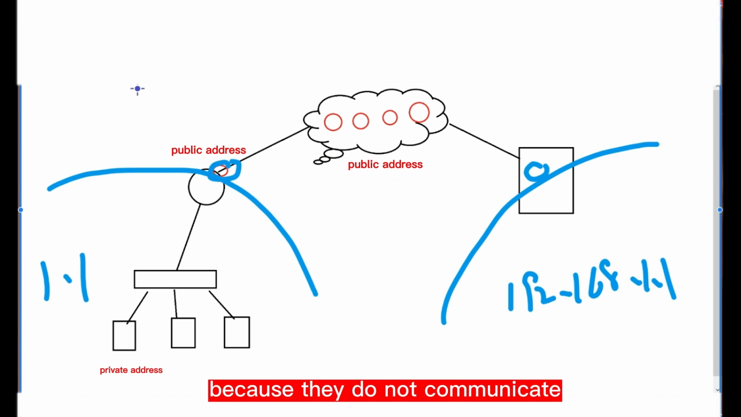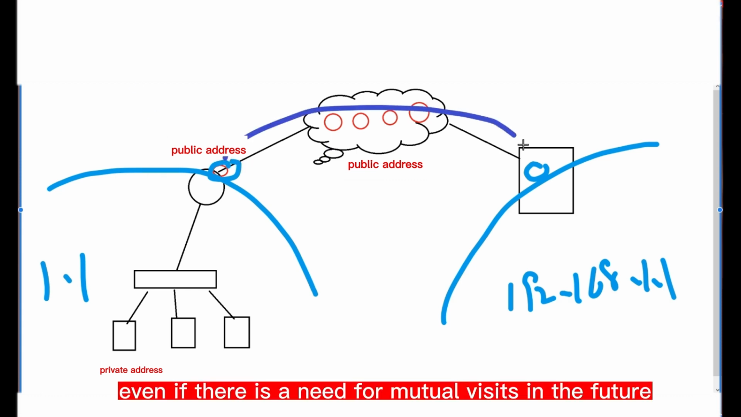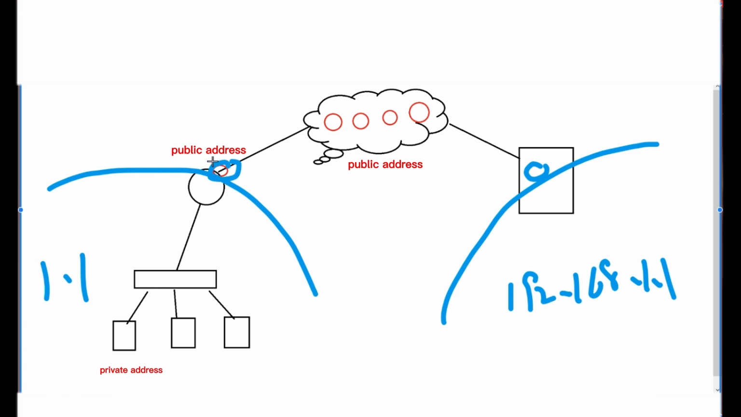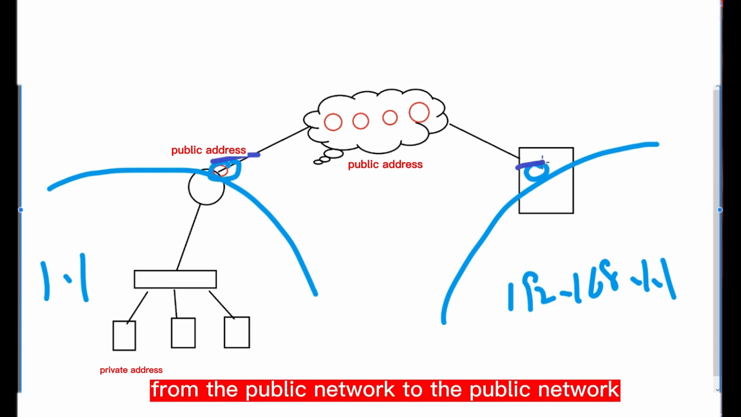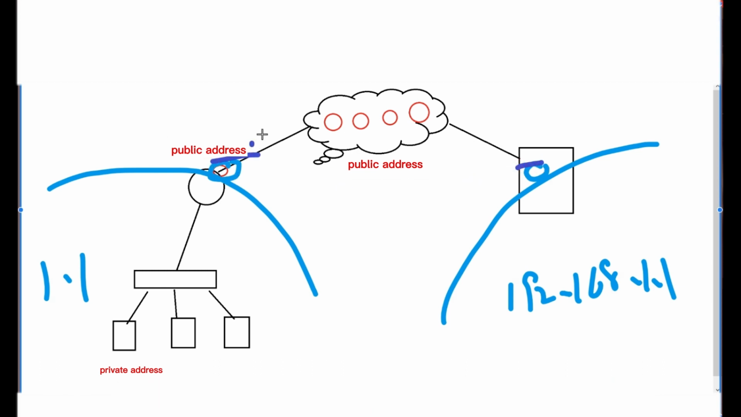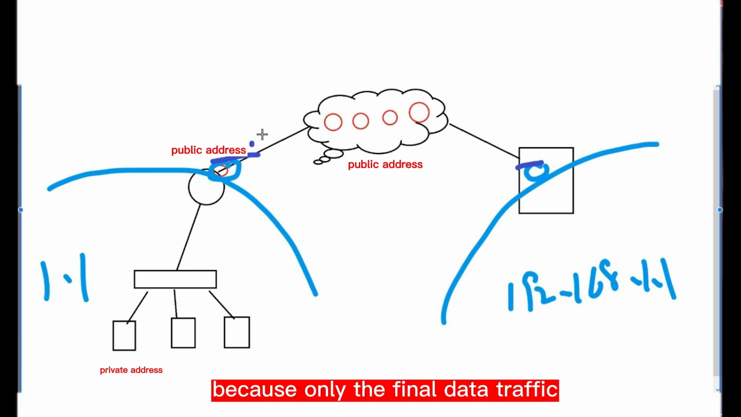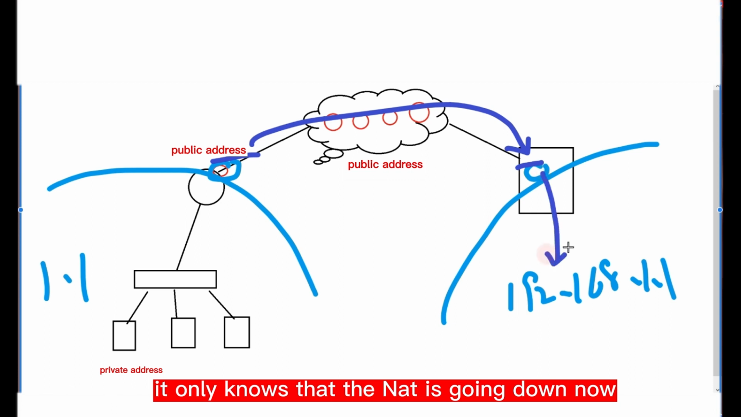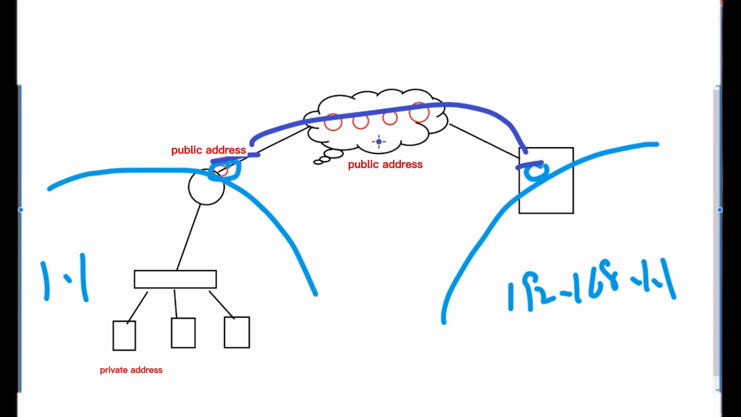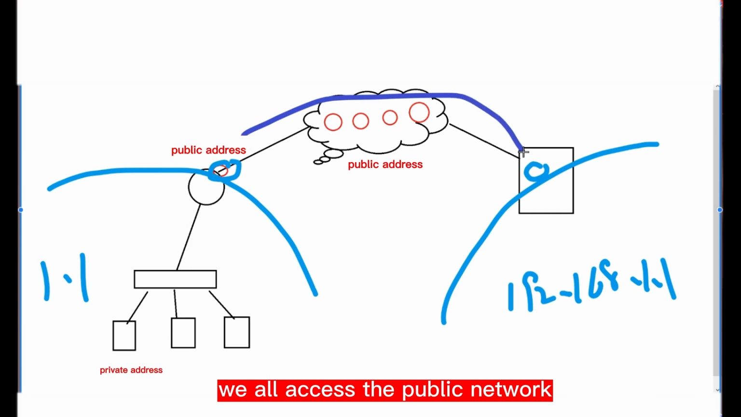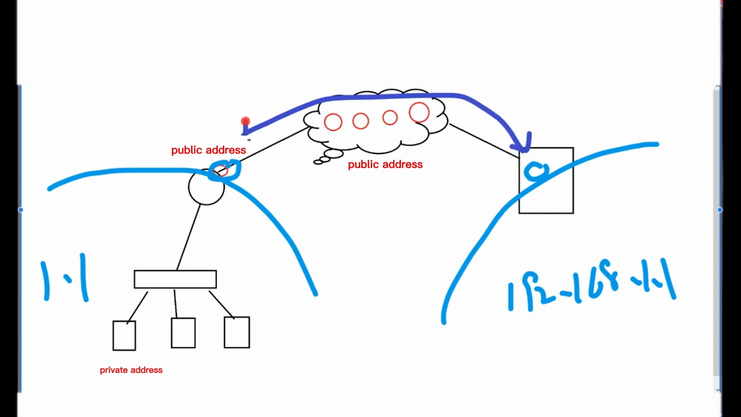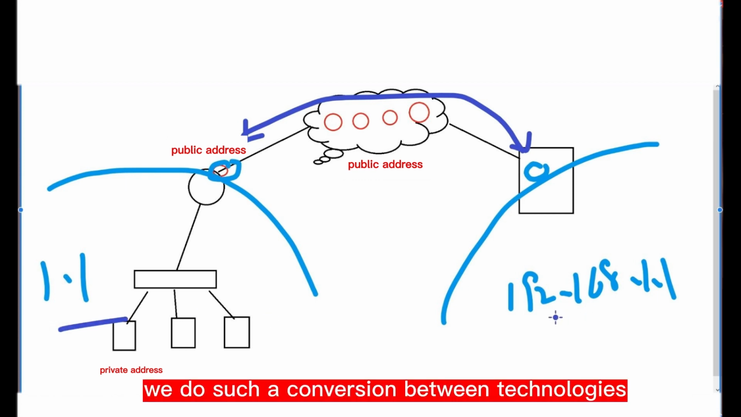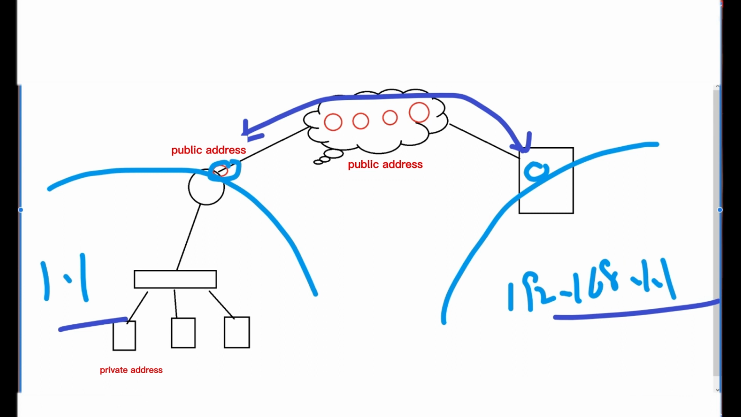Because they do not communicate, even if there is a need for mutual visits in the future, that is also a demand from public network to public network. Only the final data traffic reaches the peer device, and it only knows the NAT-converted address. Actually, we all access the public network from the public network. That's how it looks, at least from the outside. Inside, we do such a conversion between technologies.